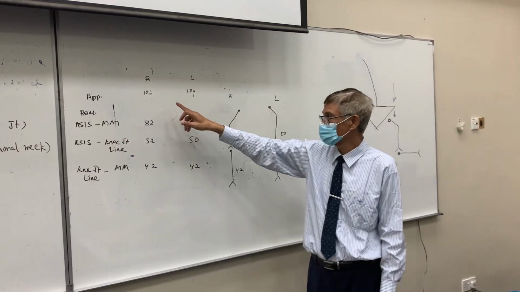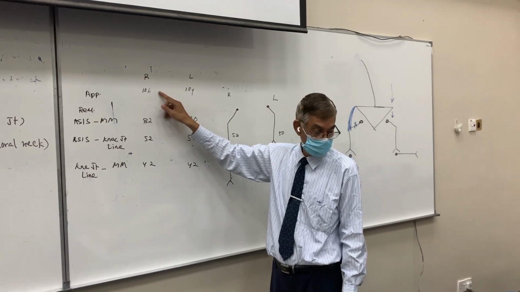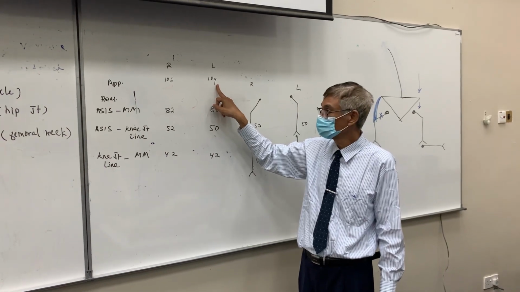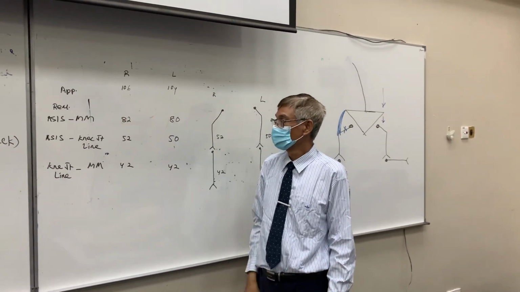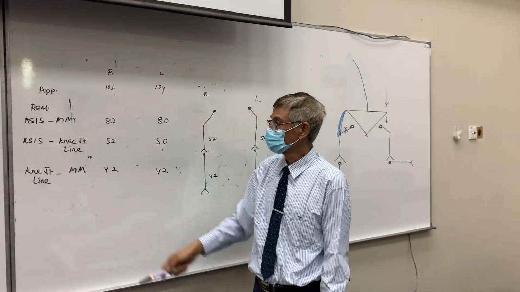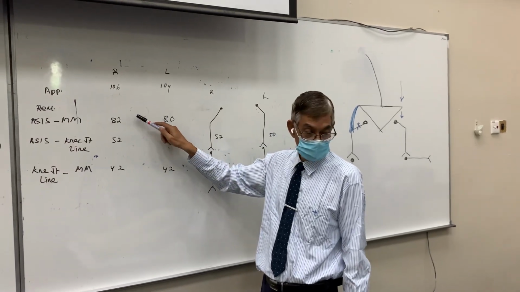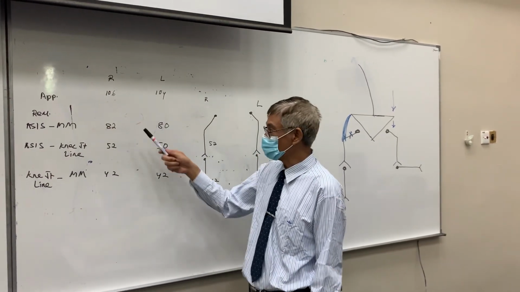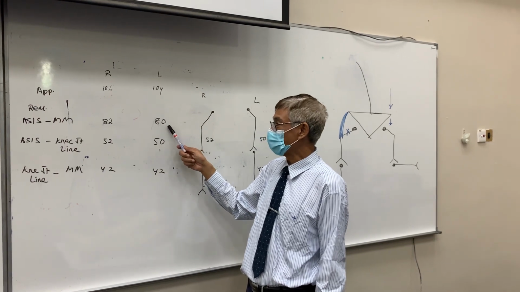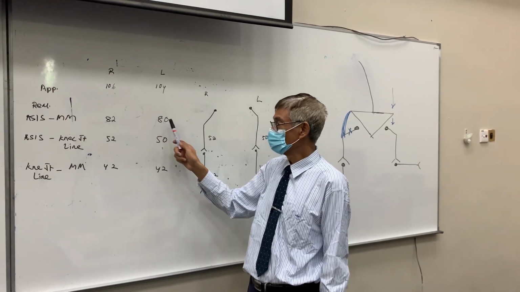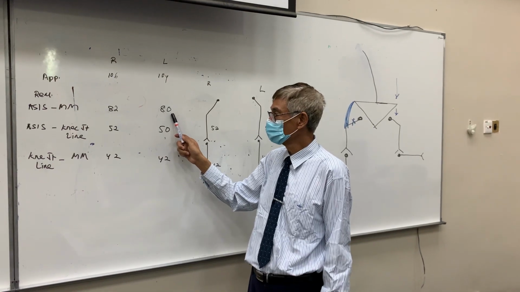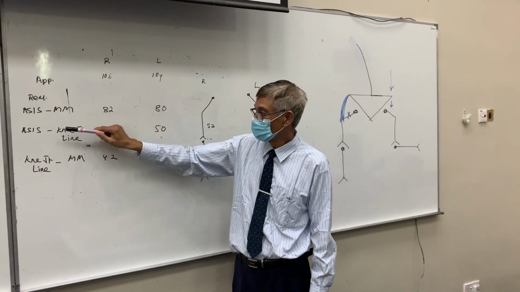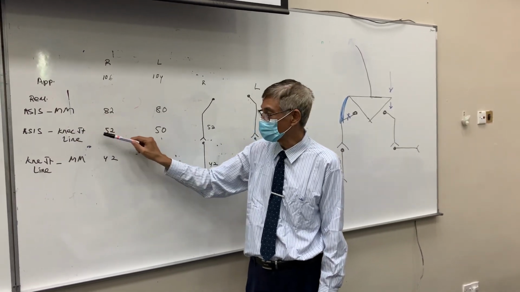So on apparent length, right side 106, left side 104. In real length, right side 82 from ASIS to medial malleolus, left side ASIS to medial malleolus 80. So part by part, ASIS to knee joint line 52.